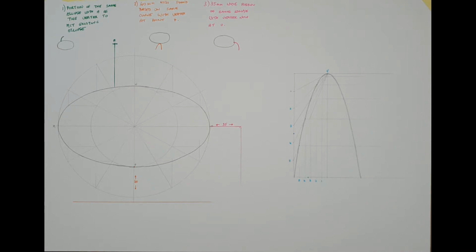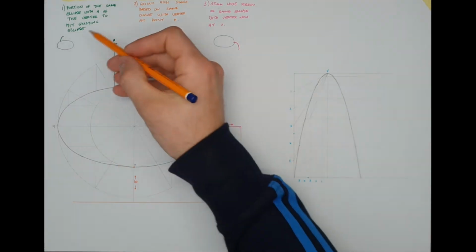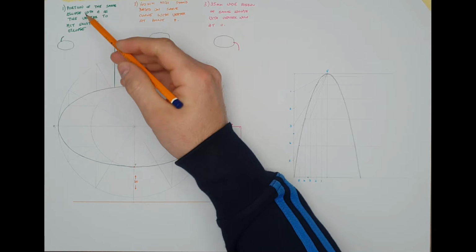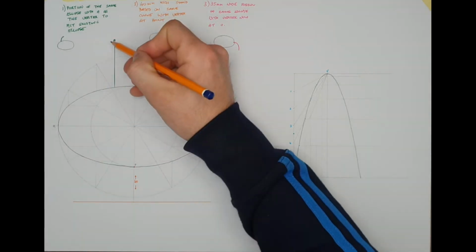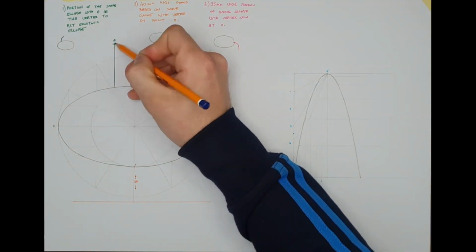So the first one I've set up there is, let's just say you've gone ahead, you've drawn this much of the question, and there's a portion of an ellipse here from A. The question might read something like: draw a portion of the same ellipse with A as the vertex, and it has to hit the existing ellipse. So A down to B. So A is the vertex.